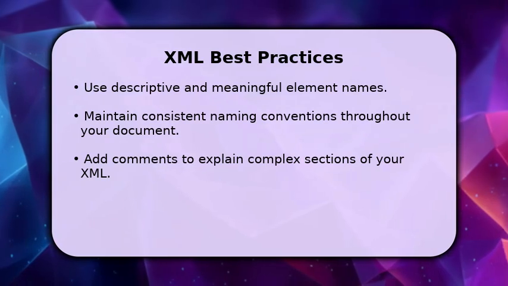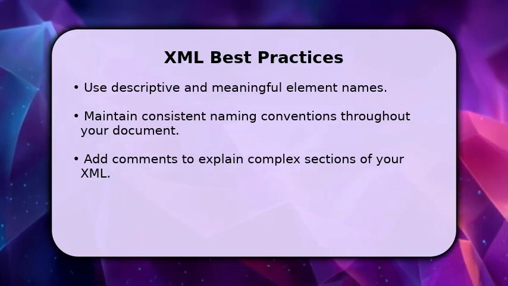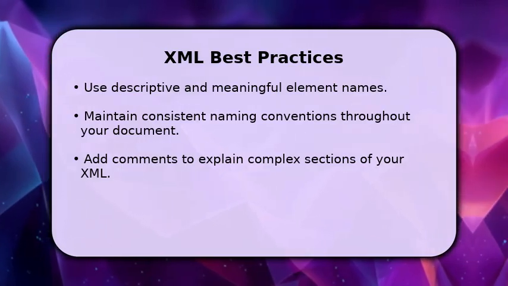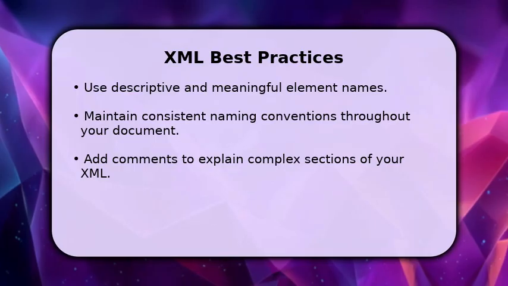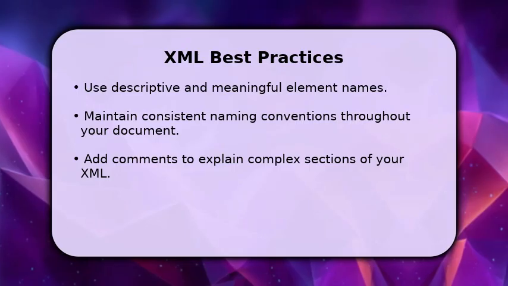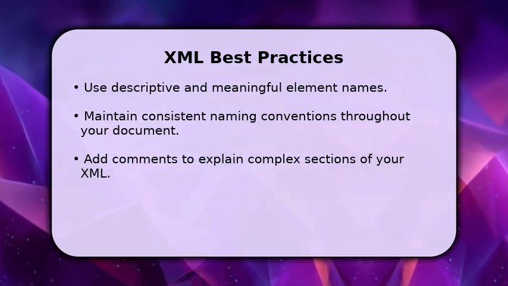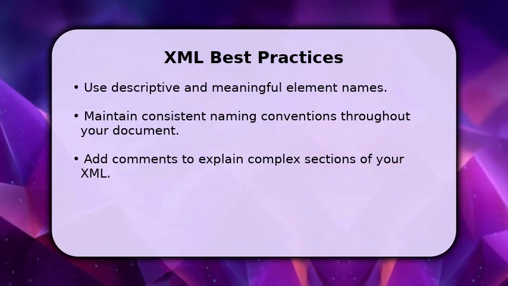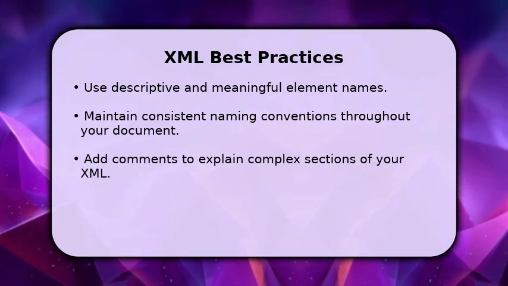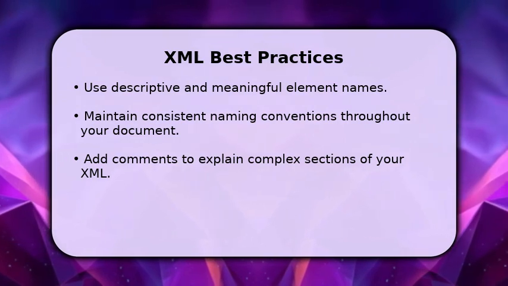To write high-quality XML, follow these best practices. Always use descriptive and meaningful names for your elements and attributes. This greatly improves readability. Consistency in naming conventions, like using camel case or snake case, is also vital across your entire document. Don't hesitate to add comments using <!-- comment --> for clarity, especially in complex structures. Finally, always validate your XML against a document type definition or an XML schema to ensure it is both well-formed and valid, preventing errors.